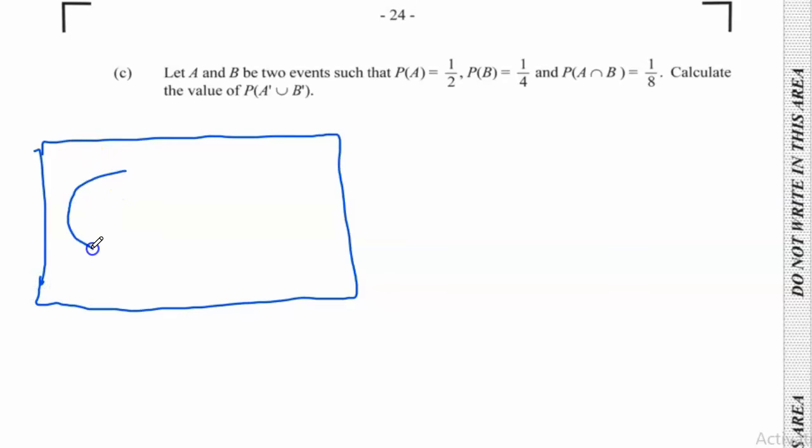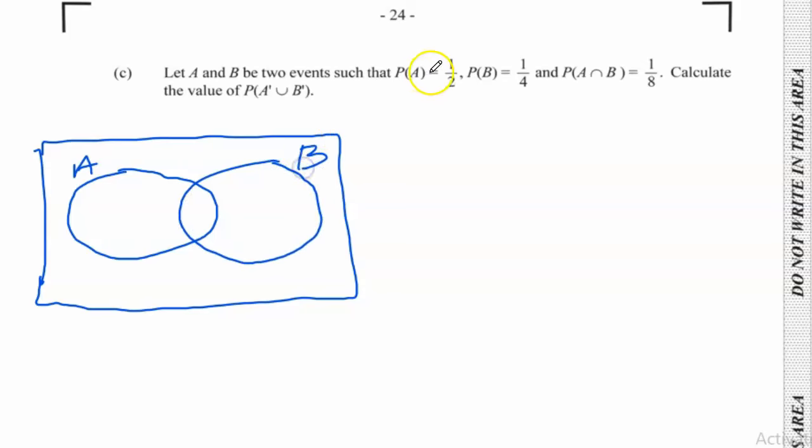So we have A, we'll call this A, and let me call this B. Let me do the intersection first. So A intersect B, that's 1/8. I always go to do the intersection first. And the probability of A is a half, so half is what? 4/8. Let's look at the half as 4/8. So this is 4/8 minus 1/8, so 3/8.